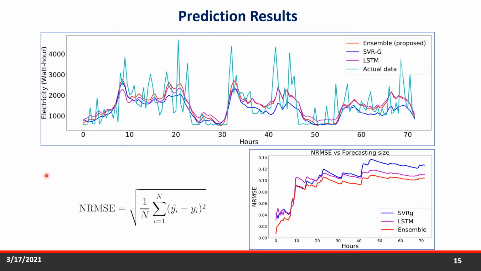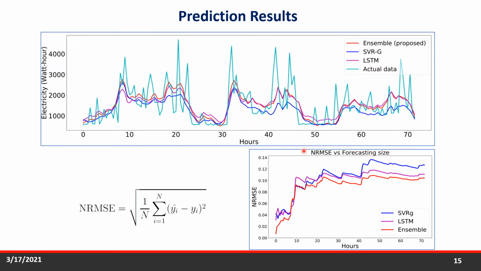Now, in this slide, we present selected prediction results. In the upper figure, we present the electricity in watt-hour in variation with time for both the actual data in turquoise and the three prediction models we use, namely the long short-term memory, the support vector regression Gaussian model, and the ensemble model, which combines the power of different models in order to improve the results.